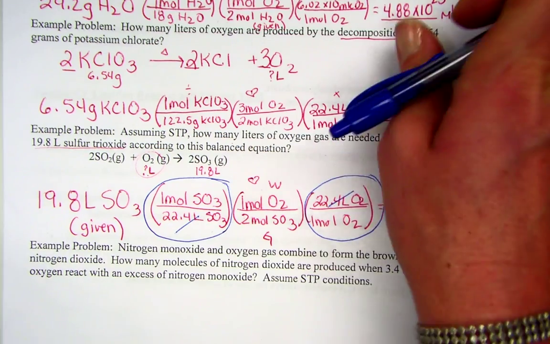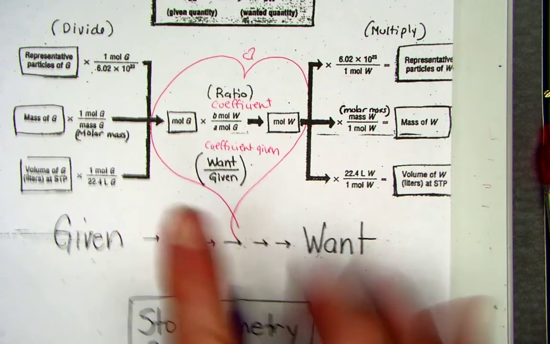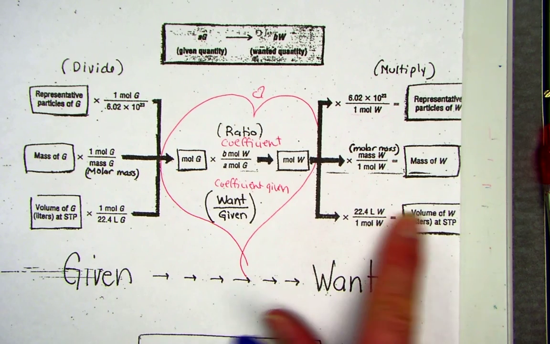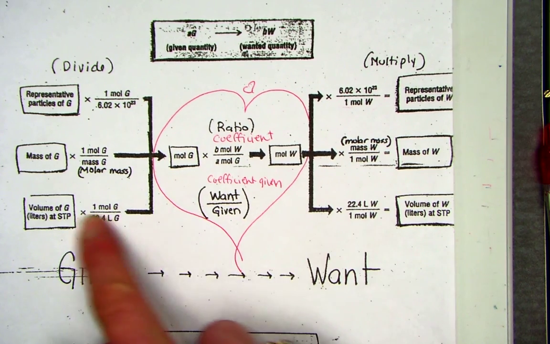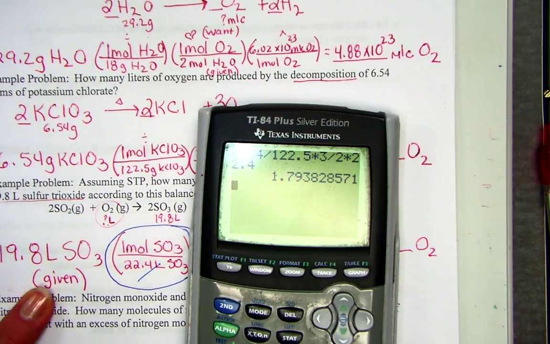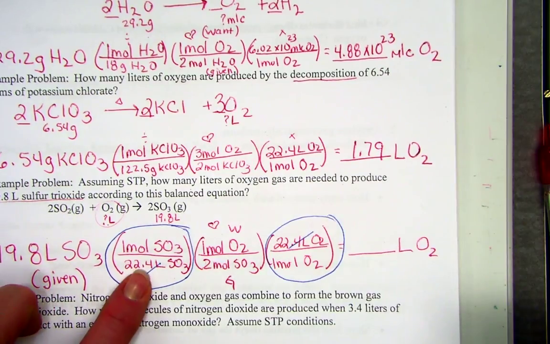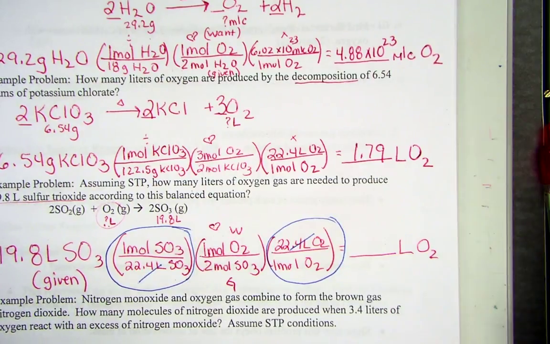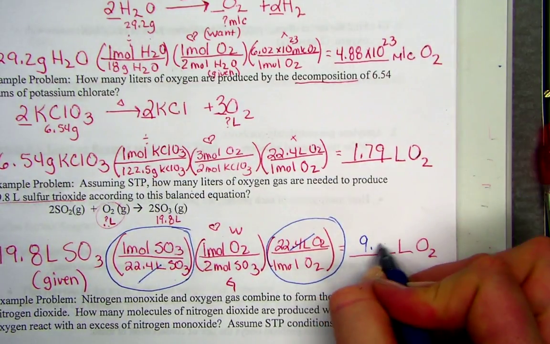With a volume, if you look at your pathway, volume is going to have us divide by 22.4 and multiply by 22.4. That's a unique scenario. Let's hit that out. We have 19.8 times, canceled. We're into step 2. We need times 1/2. That's 9.9 liters.